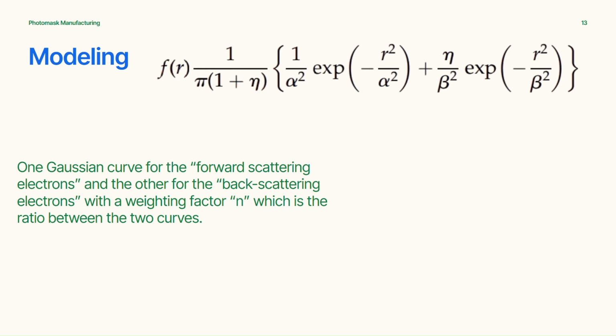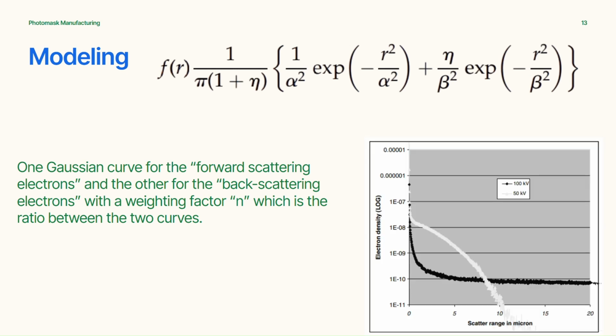Now, they are weighted between each other with a weighting factor of n, which is a ratio between the two curves. Now here's a picture of why we want these two curves, the two Gaussian curves. Here we have a 50 kilovolt and a 100 kilovolt data, and we see these lines are completely different between the electron density and the scatter range in microns. By having the forward and back scattering capability in this model, we can model both of them with this one model.